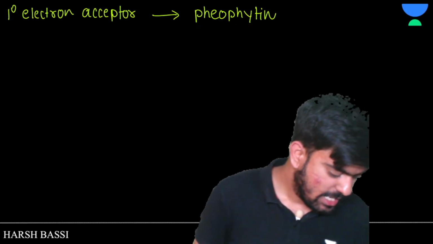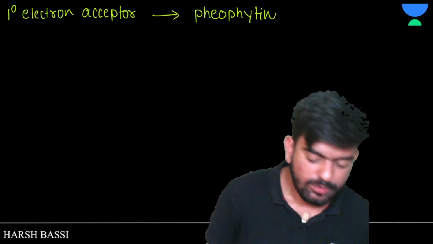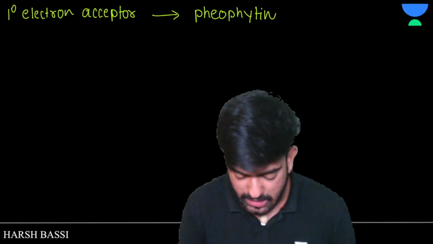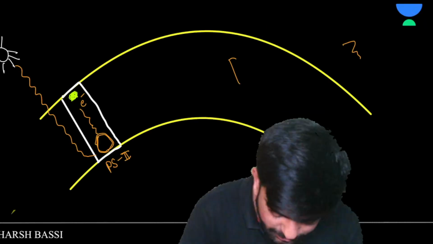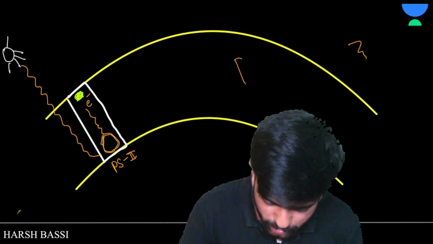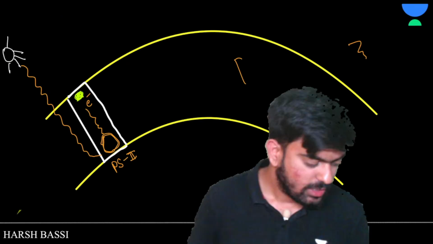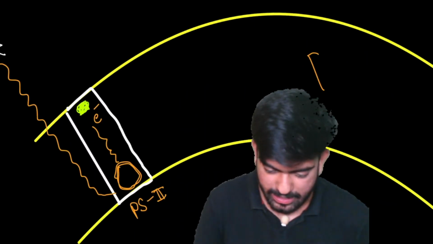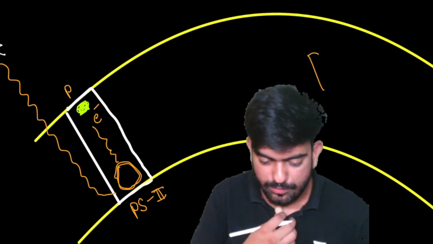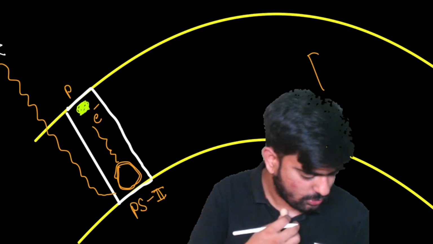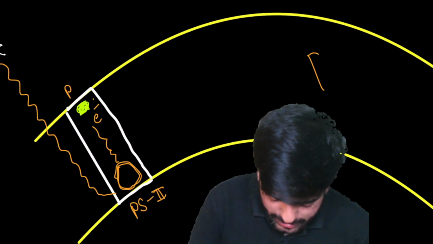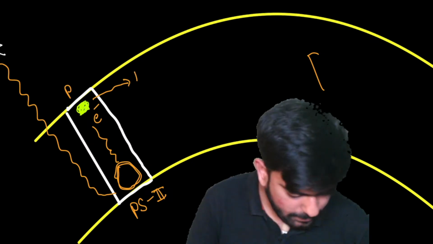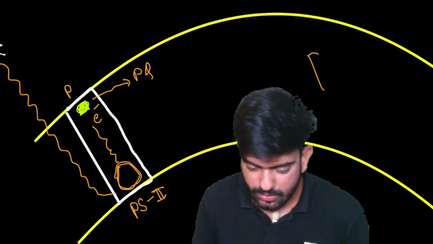Great, sir. Now, from the pheophytene, the electron is going to be captured by another thing, which is plastoquinone. From the pheophytene, the electron will go to plastoquinone, which is PQ. Okay. From the plastoquinone, the electron is going to go towards the cytochrome B6F. Clear? Okay, great.